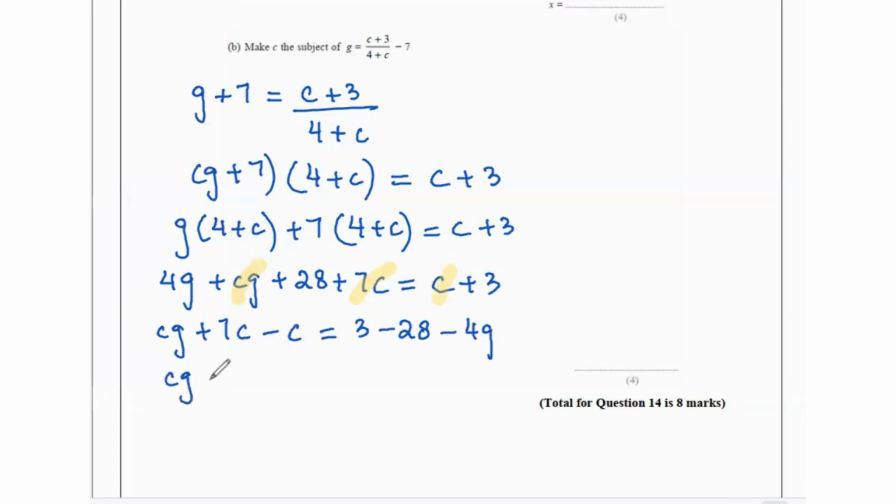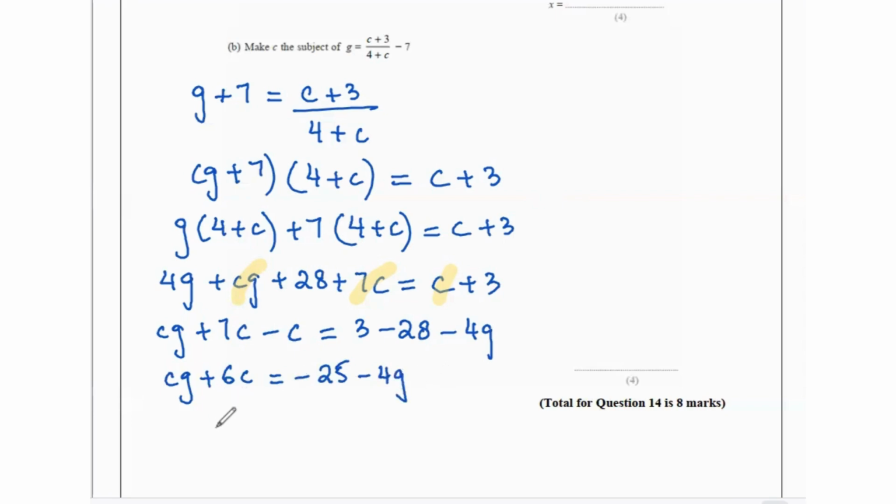So that's CG plus 6C. The reason why it's 6C is because 7C and C are like terms. So we can combine them. And over here, 3 minus 28 are like terms. That's going to be negative 25 minus 4G.